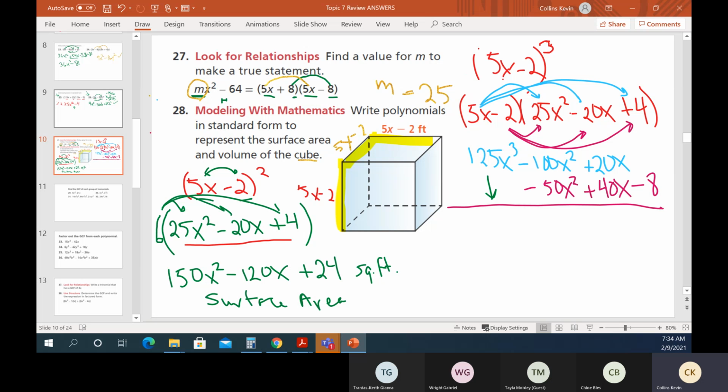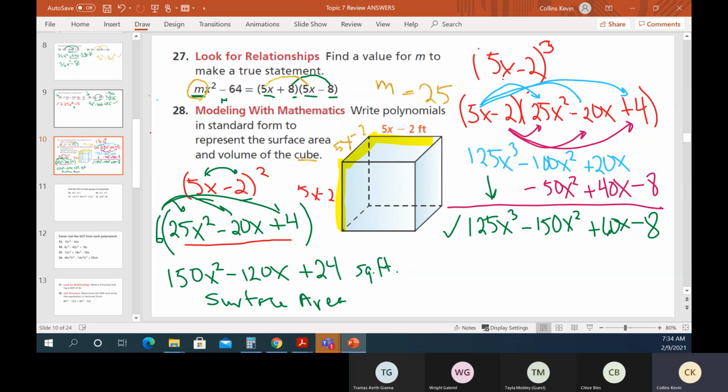So this guy here, there's nothing to add to, so you just bring him down. So he's 125 x to the third. And these guys here, I got minus 100 and minus 50 more. That's minus 150 x squared. Then I got 20 and 40 is 60. 3 crisp $20 bills, right? And then finally the minus 8, there's nobody to add him to, so you just bring him down. And that's your answer.